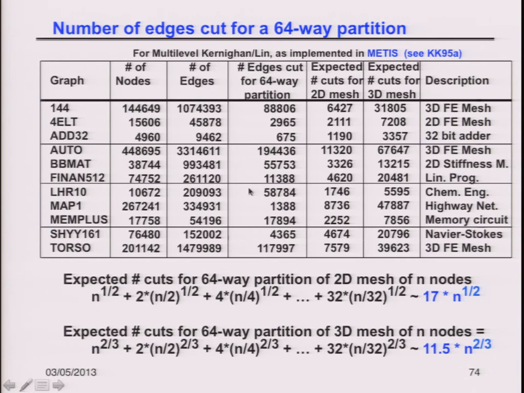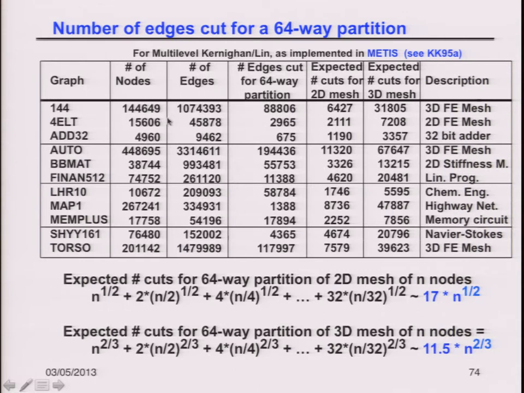Okay, so here's a table of lots of data. Let me try to explain it. For each row, there's a different graph, and here's where the graphs come from. Some of them are 3D finite element meshes, some are 2D, some come from circuit simulation, or they're actual circuits, like a 32-bit adder, linear programming, Navier-Stokes, and all of these are publicly available. There are web pages where people collect sparse matrices, which are graphs, so you can do experiments. Here are the sizes of the graphs in terms of the number of nodes and edges, and you can see that some of these are pretty tiny by today's standards.